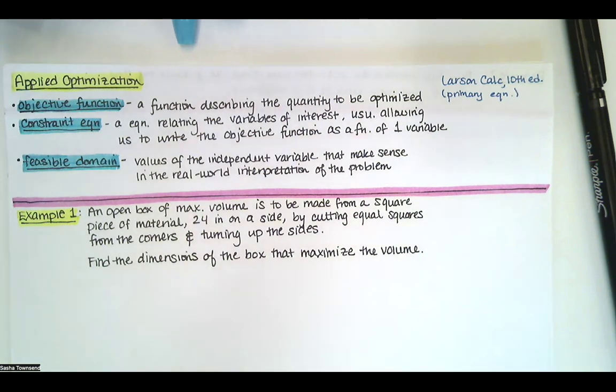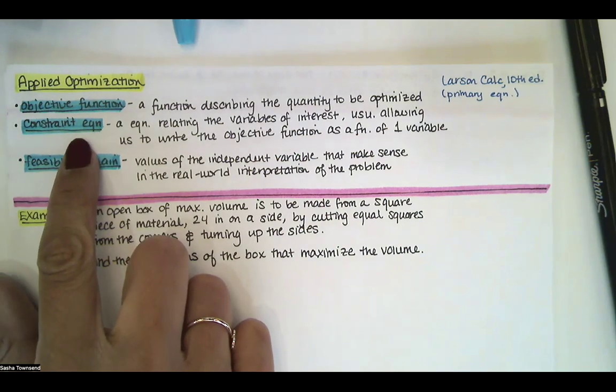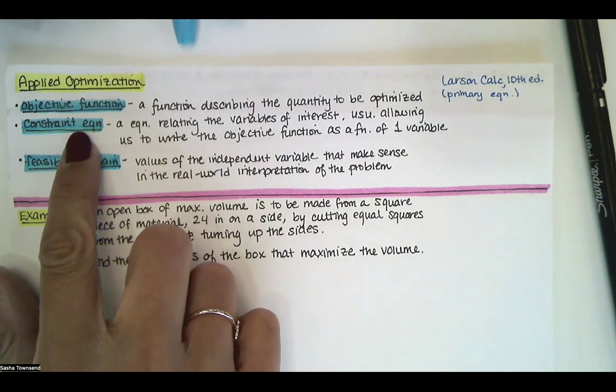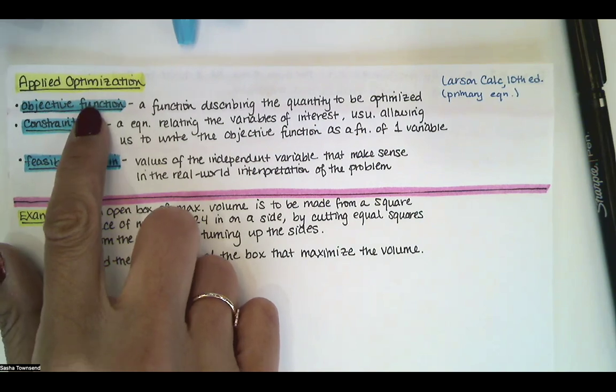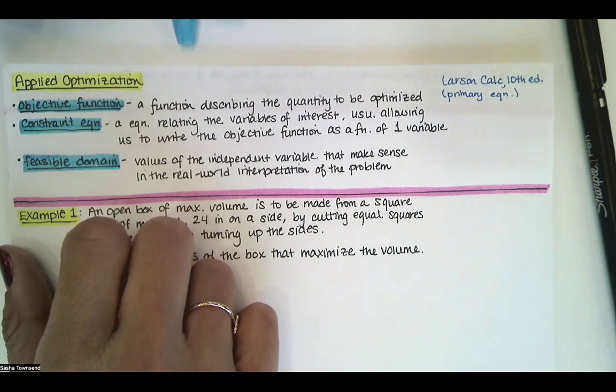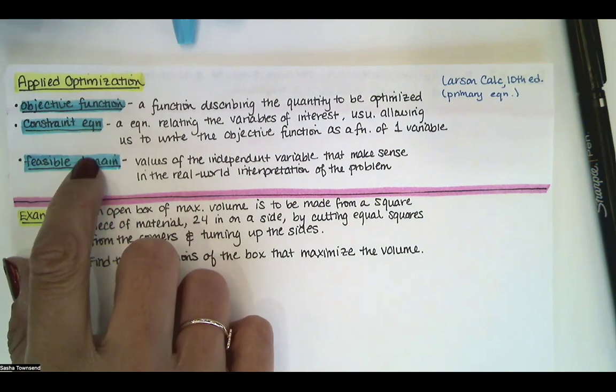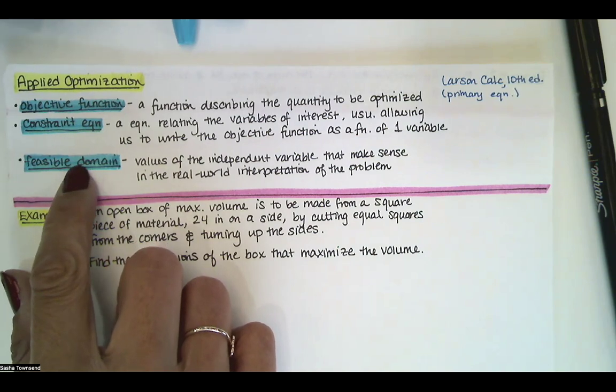So if our volume is a function of the radius and the height, and then we know how the radius and the height of some solid are related to each other, then I can find the radius in terms of the height, and I can write the volume in terms of the height. And that's an example of a constraint equation. It's just an equation, usually relating the independent variables so that we can write that objective function as a function of one variable.